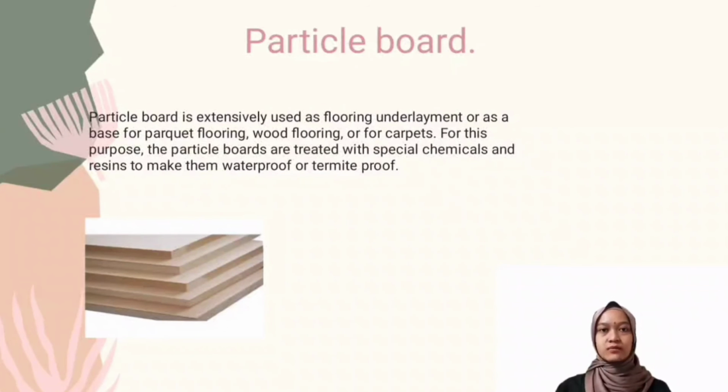Lastly, particle board. Particle board is extensively used as flooring underlayment or as a base for parquet flooring, wood flooring, or for carpets. For this purpose, the particle boards are treated with special chemicals and resins to make them waterproof or termite-proof.